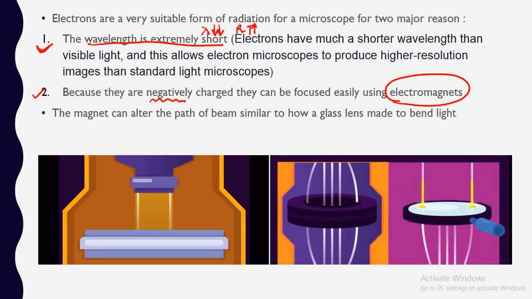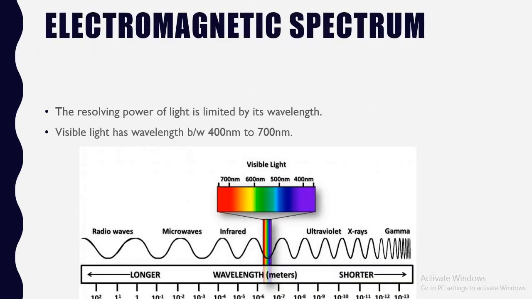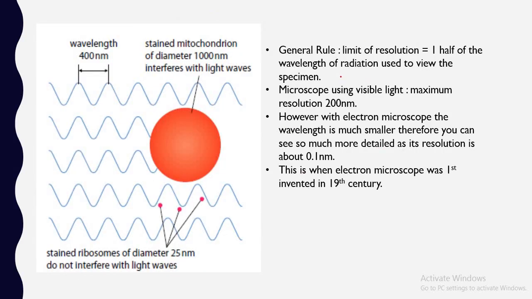So, the first point, I'll tell you in detail what it means, giving you an example. This is an electromagnetic spectrum. The resolving power of visible light is limited by its wavelength, which is somewhere around 400 to 700 nanometers. Now see, the general rule says, to find the limit of resolution of any lens, it is 1/2 of the wavelength used to view the specimen.